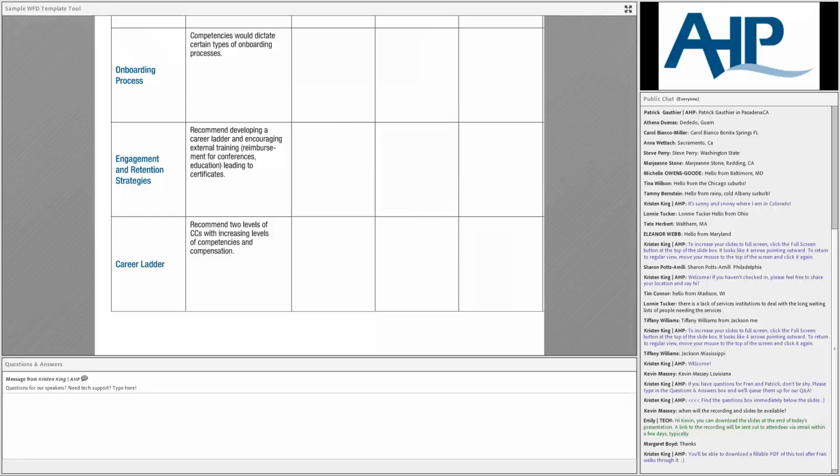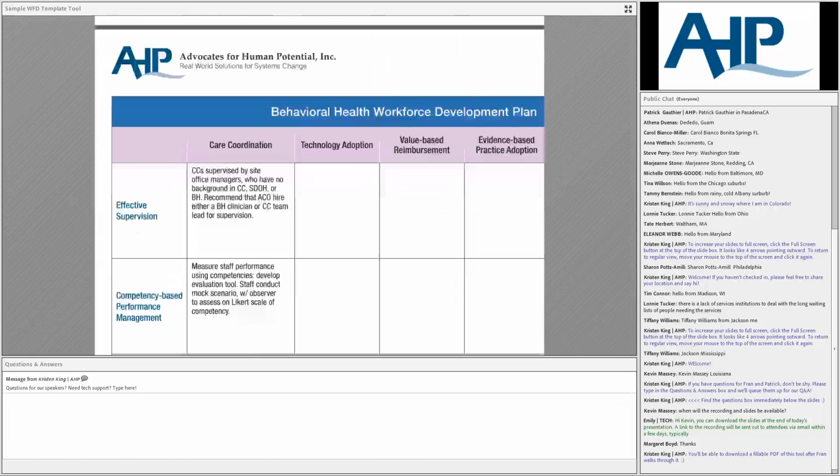We recommended, in terms of a career ladder, which would help toward retention, that they develop a career ladder that would have a 2-tiered job description for care coordinators. So, care coordinator 1, care coordinator 2, with increasing levels of competencies and compensation. Let me just scroll down a bit.